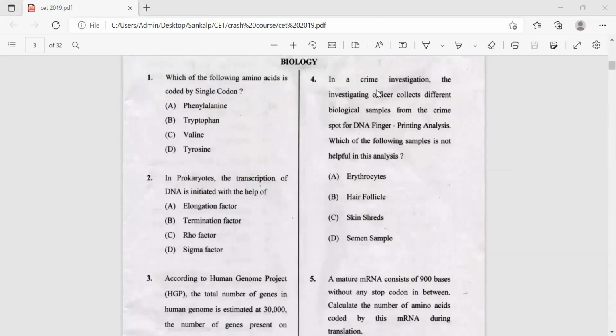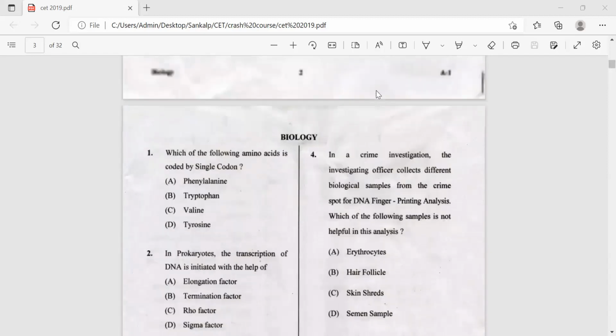Fourth question. In a crime investigation, the investigating officer collects different biological samples from the crime spot for DNA fingerprinting analysis. Which of the following samples is not helpful in this analysis? Option A, erythrocytes. Option B, hair follicle. Option C, skin shreds. Option D, semen sample. Which of these is not useful, they asked.